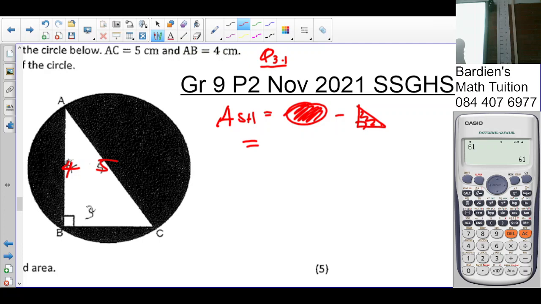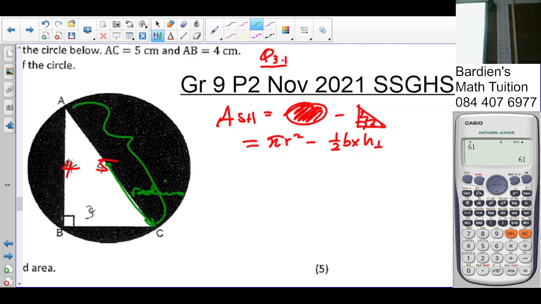How do you calculate the area of a circle? Pi r squared minus the area of a triangle. So half base times perpendicular. To calculate the area of a circle, I need to know the radius, from there to there. That's your radius. But we know what the diameter is. The diameter is 5. So the radius is half that, which is 2.5 centimeters.